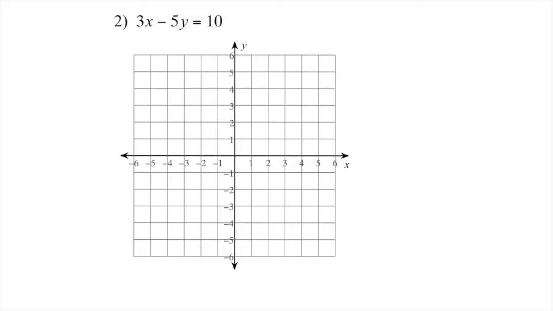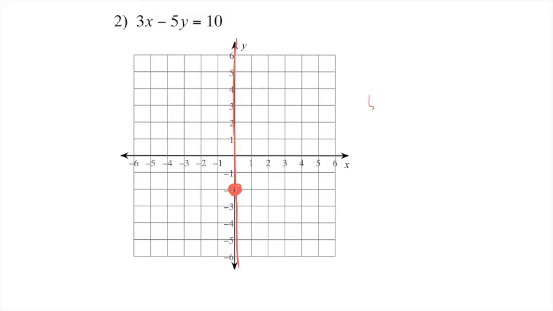This is the same thing. We're going to do this a little more efficiently, right? I know where this hits this point. The x is 0, so put 0 in for x. 3 times 0 is 0. Divide by negative 5, divide by negative 5. Y should be negative 2, right? So there's our point. Ping.